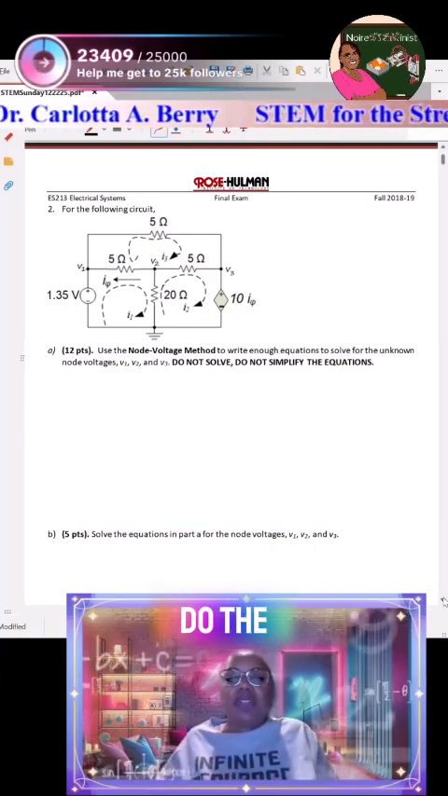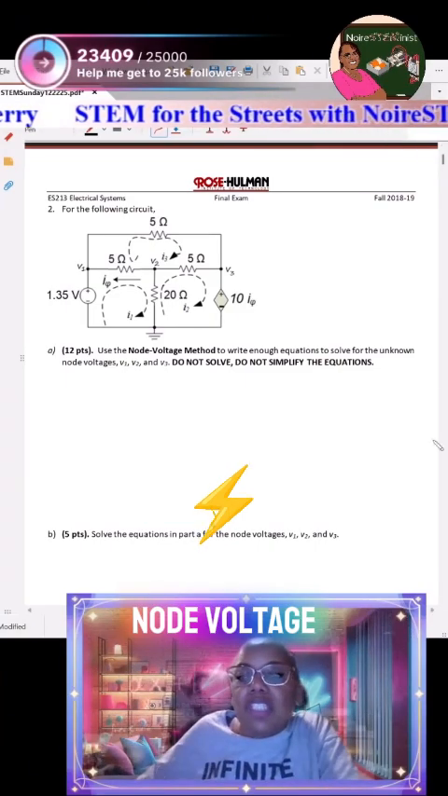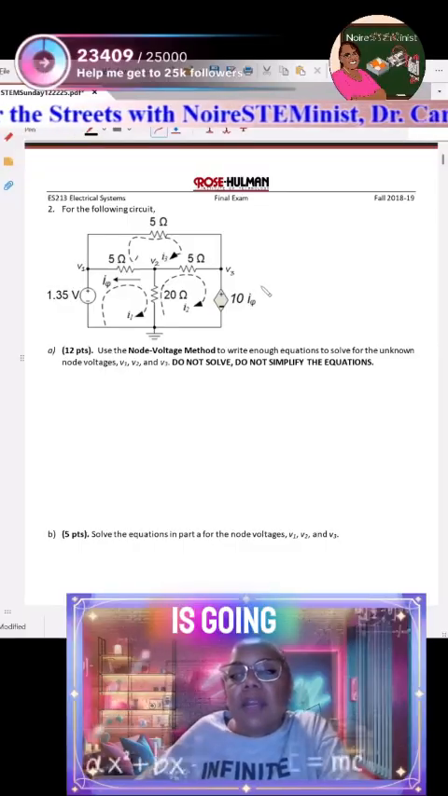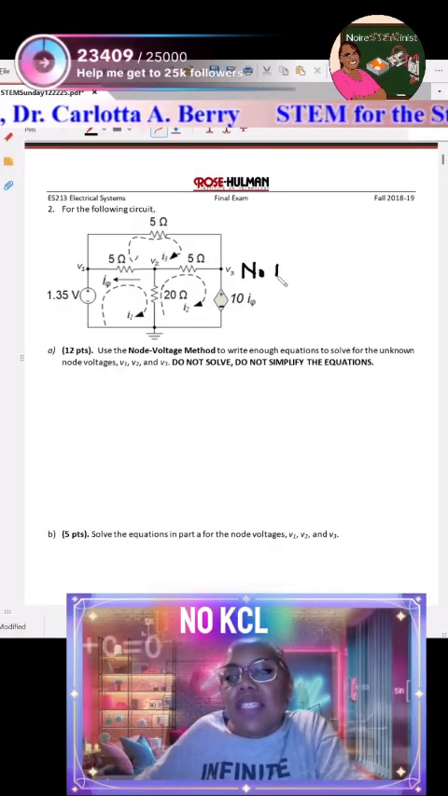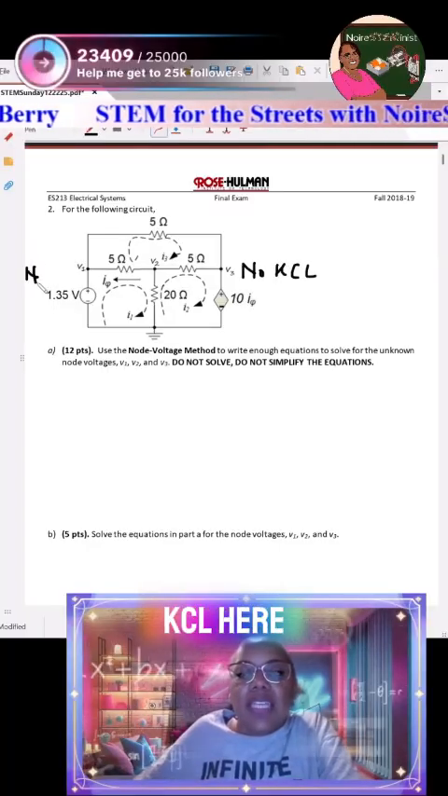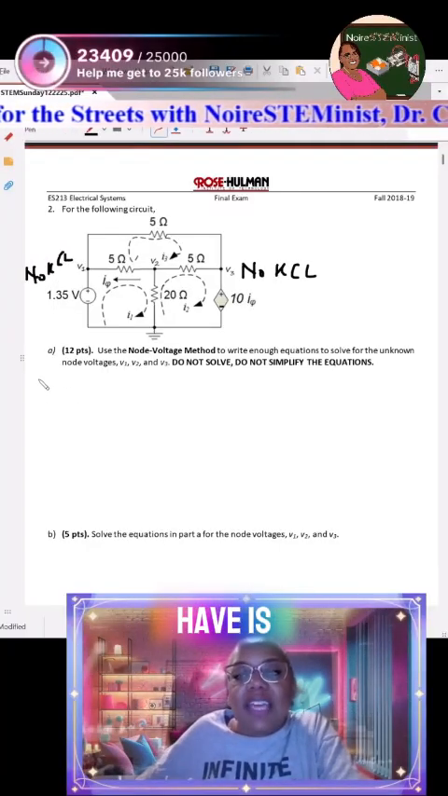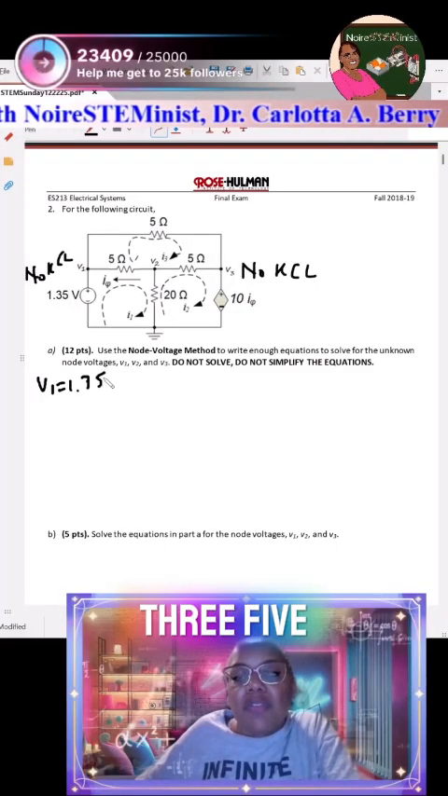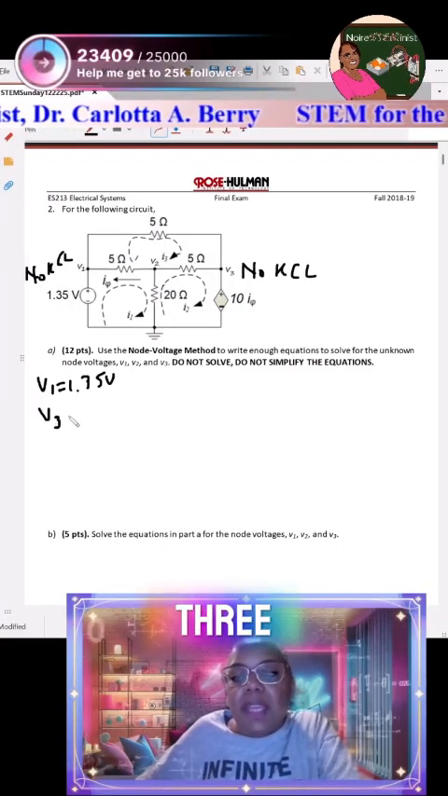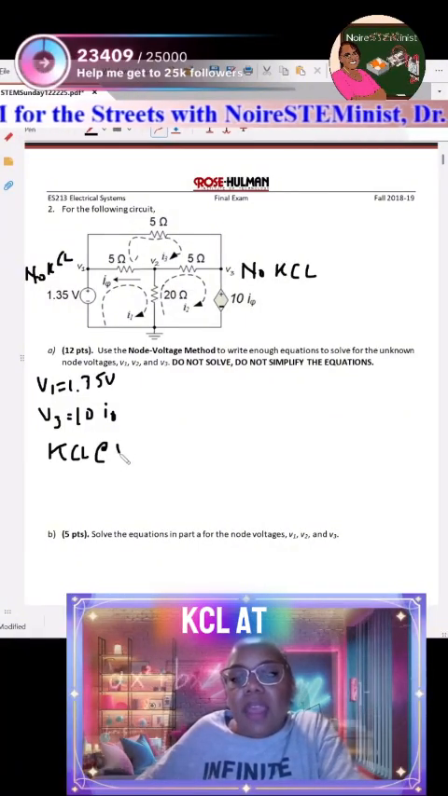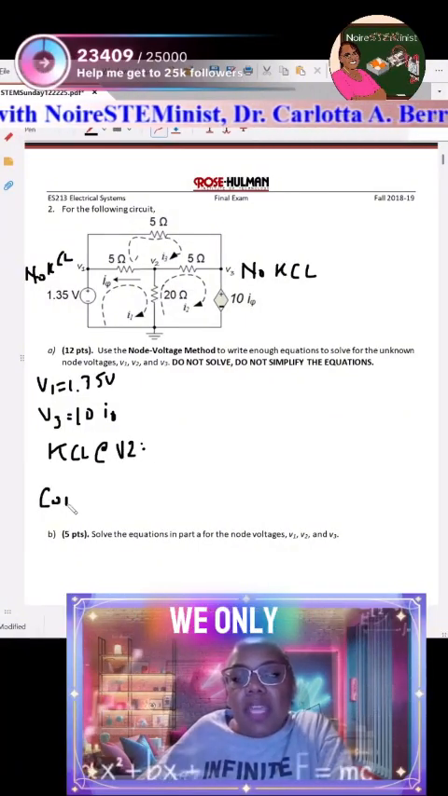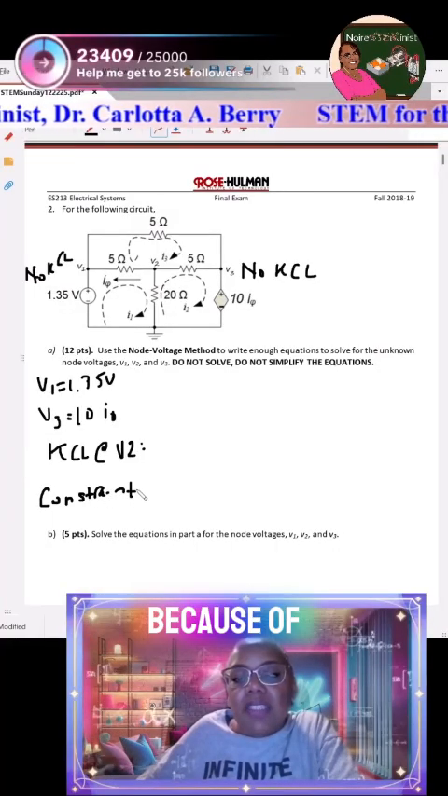All right, so we're going to do the same problem again using the node voltage method. What I want you to see here is the node voltage method is going to be a lot easier because there's no KCL when you have a voltage source. So there's no KCL here and there's no KCL here. So what you're going to have is that V1 is 1.35 volts and V3 is 10 I naught. So that means we only have to do KCL at node 2 and then we only have to write the constraint equation because of that dependent source.